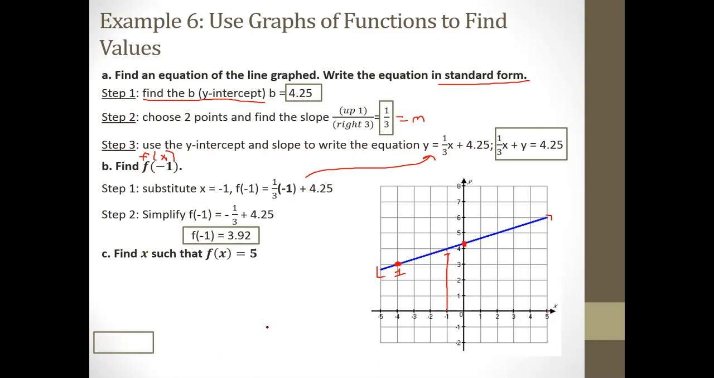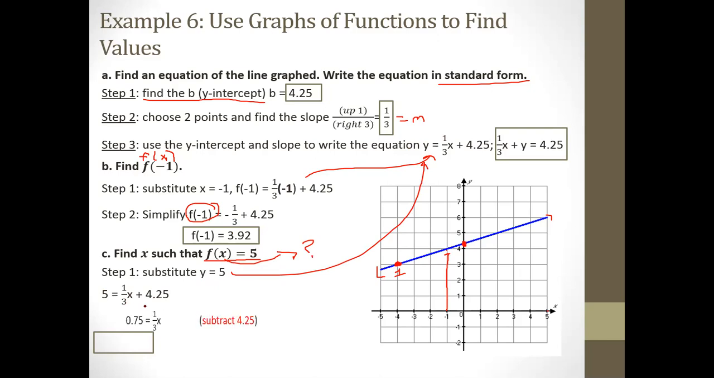Now part C, find x such that f of x equals 5. So now we're given the value of the function, and we want to know what the x coordinate is when the function is at 5. So we would substitute 5 for y in our equation. So we have 5 for y on the left side of the equation equals 1/3 x plus 4.25.